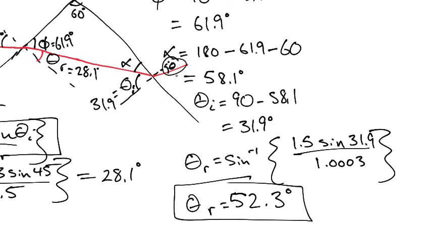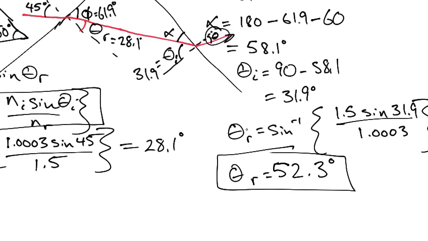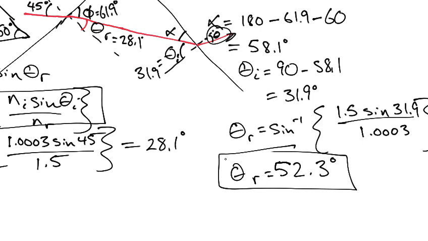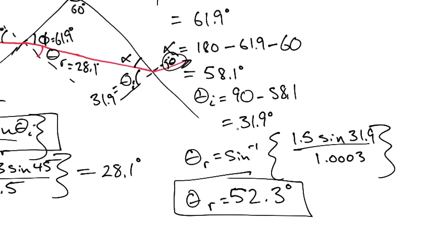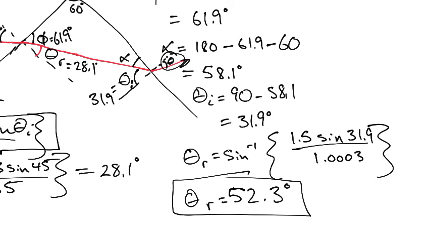So when we leave the prism, we're leaving it with a refracted angle of 52.3 degrees. And that's our solution for this problem.